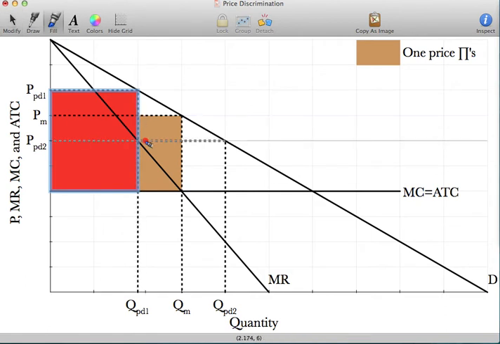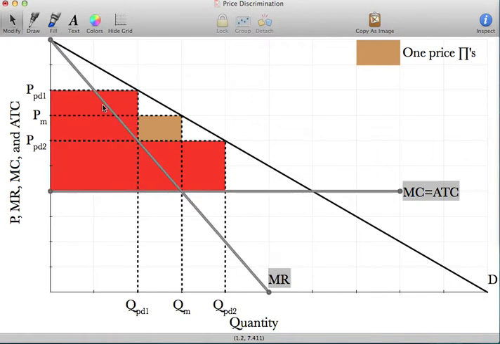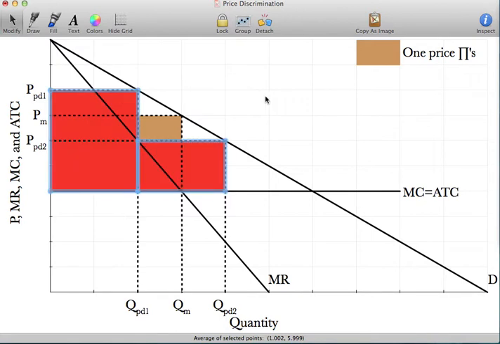So if I highlight the profits that are made by selling to that second group at the lower price, this is the profits that the monopolist will get. And as we can see, if we compare the area of these two red shaded areas, so those are the price discriminating profits, and if we compare that to the one price profit maximization, we can see that profits are larger.